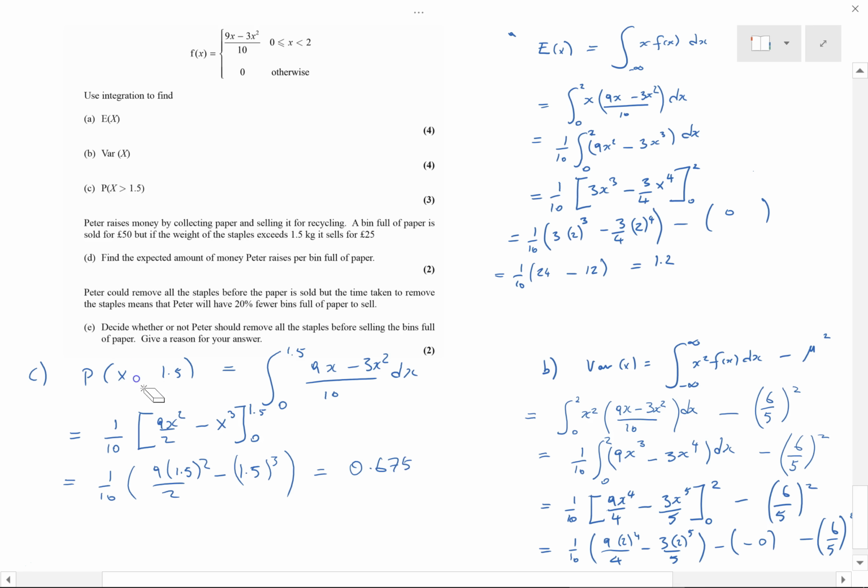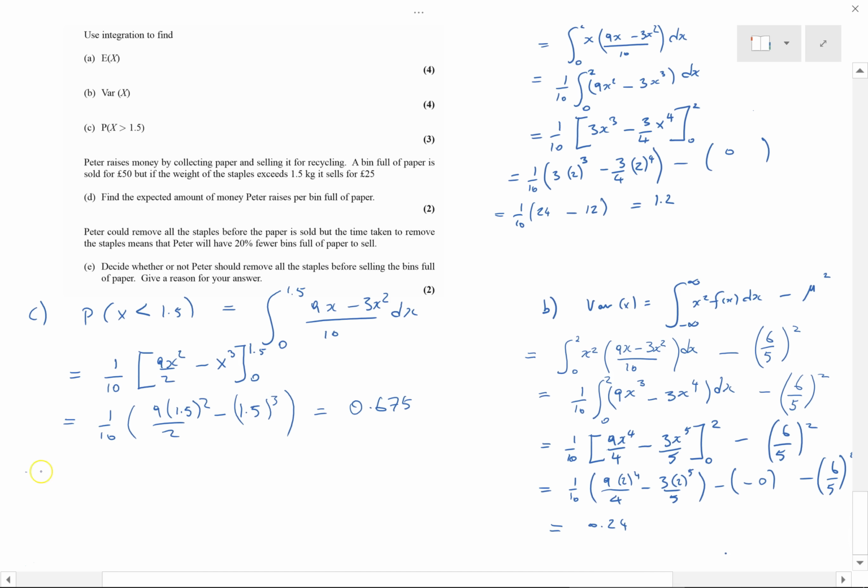Sorry, I've got the inequality the wrong way around. That's going to give us that amount. So we want 1 minus that, because we want the probability that x will be greater than 1.5. Just by changing it to that, the numbers are easier to work out. Which is equal to 0.325.